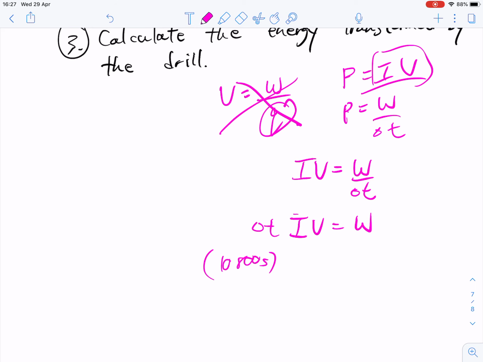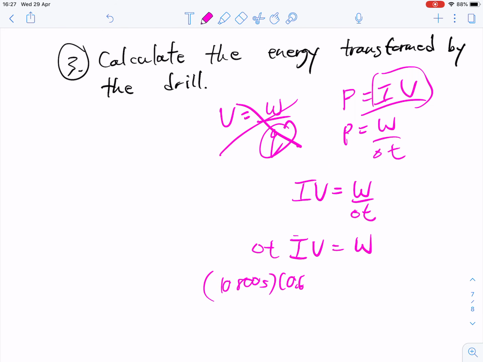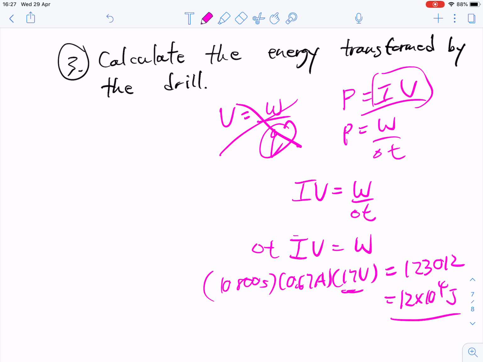The current is 0.67, we just calculated that earlier, 0.67 amps. And the voltage is 17 volts, and now we have our work. So 17 times 0.67 times 10,800 is 123012. And if we want to sig fig that, that would probably be two significant figures. So 12 times 10 to the power 4 joules.